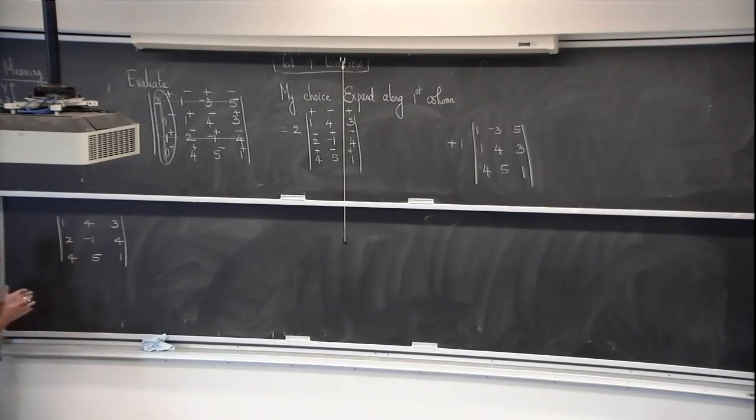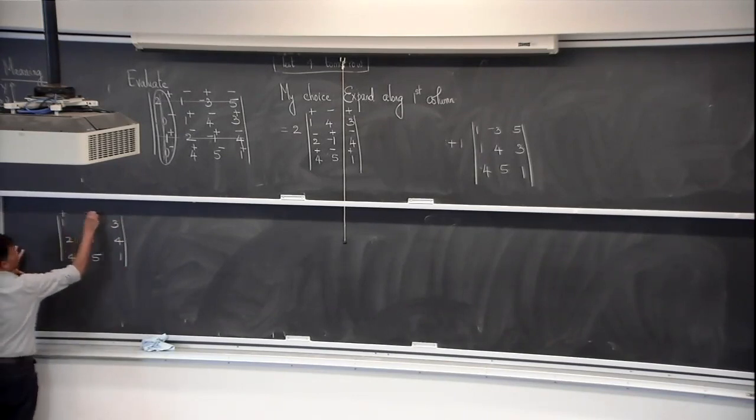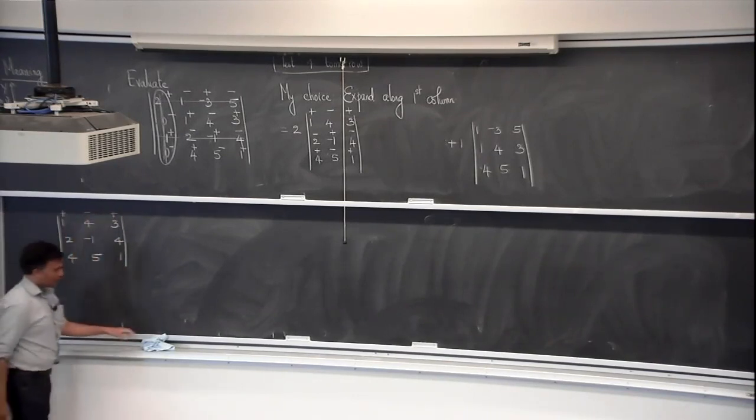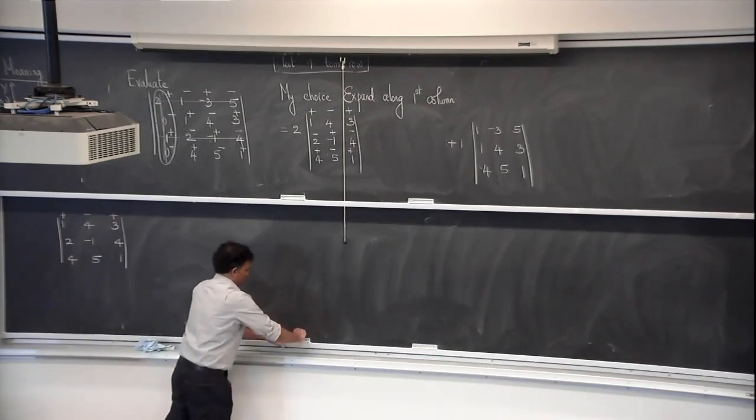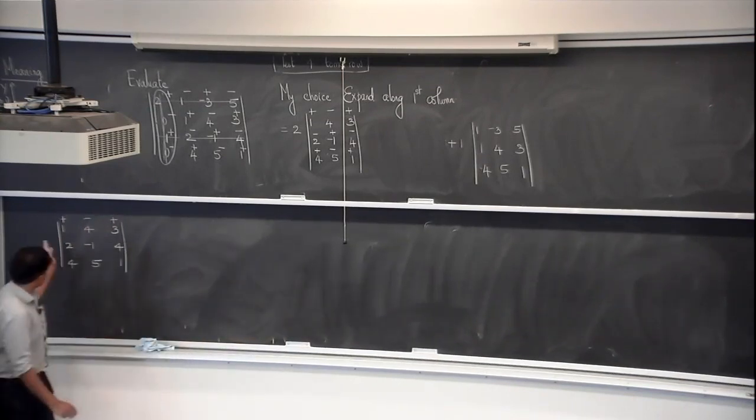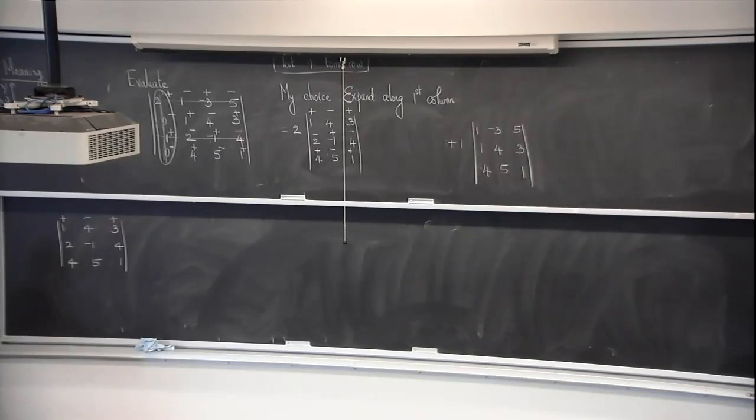Unless there is anything particularly advantageous, I would typically stick to the first row. That is the safest place to be in. So it's just positive, negative, positive, because there is no row or column which is anything attractive.